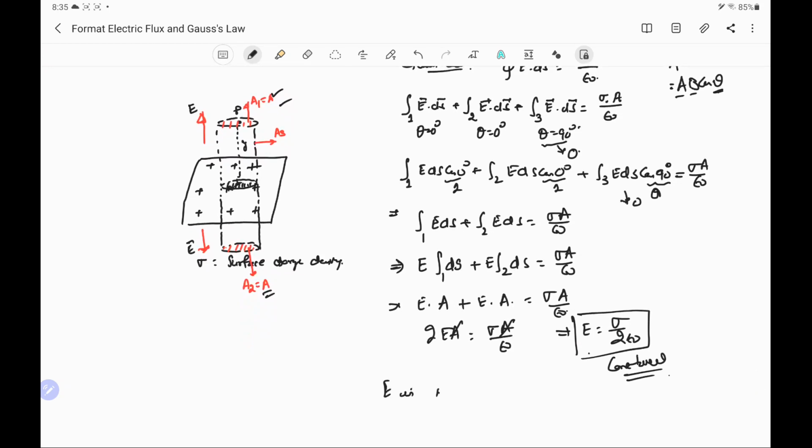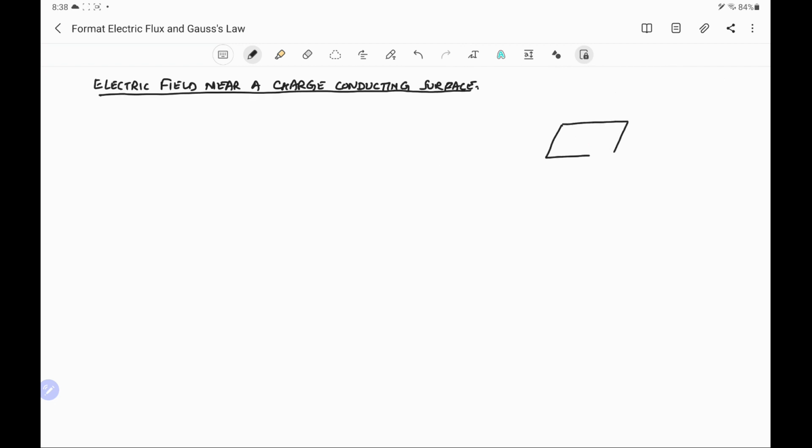E is independent of point location. That means due to the infinite charge sheet, the electric field will be uniform above and below. It is independent of the distance of the point from the sheet. We have found that for an infinite charge sheet which has a surface charge density sigma, the electric field at any point P from the sheet has the value sigma by 2 epsilon naught.